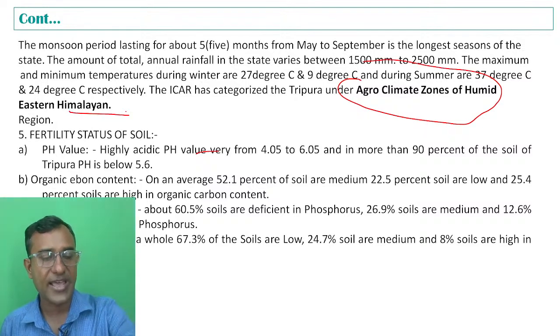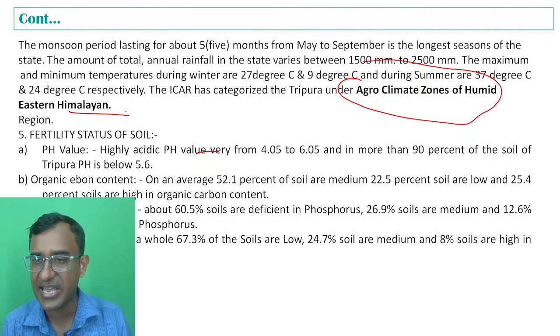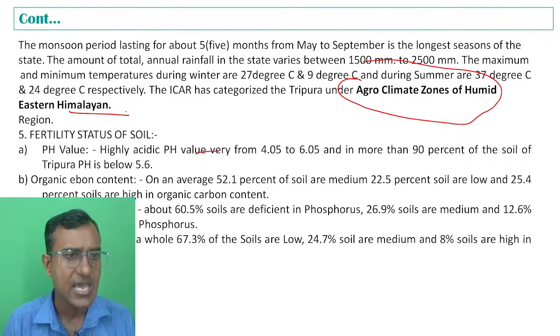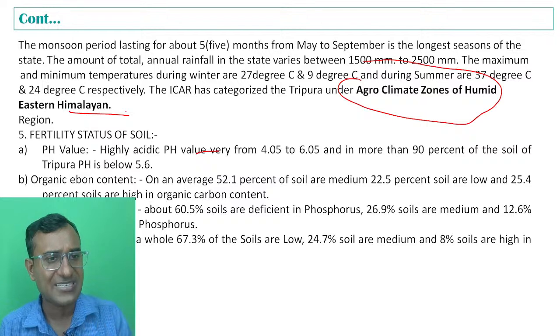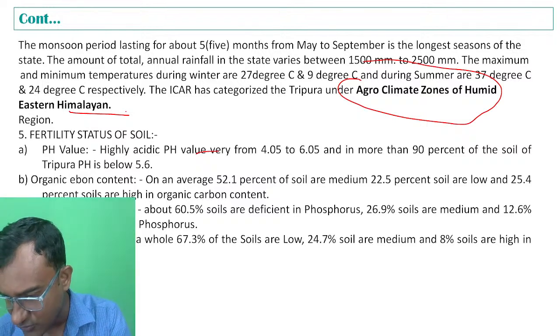So I'll not go through the next data. You can just take screenshots so that you can use that. One is pH value of fertility. This is the fertility status of soil.